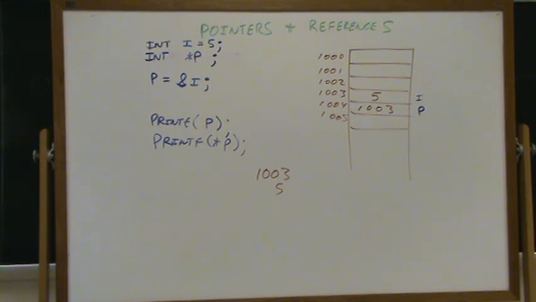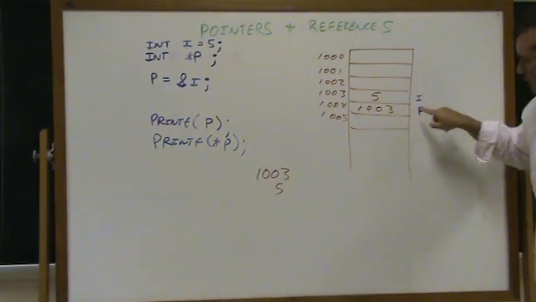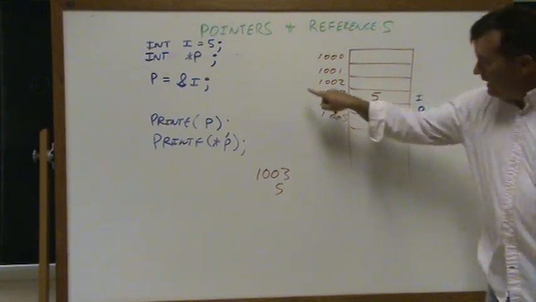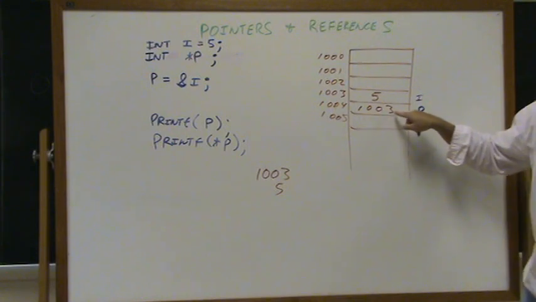So you put the star in front of the P, and it prints out the... That means don't print P, look at the value of P, and then go to that spot and then print what's there. So go to... That's what the star means? In front of the P?